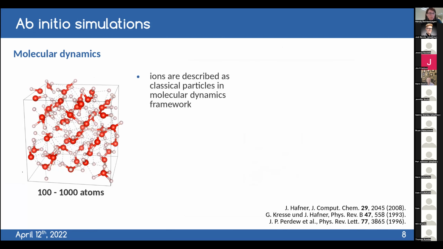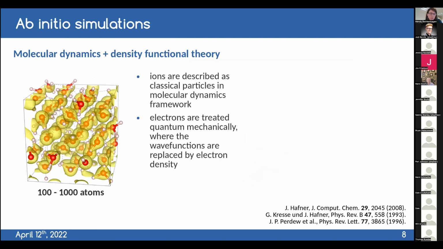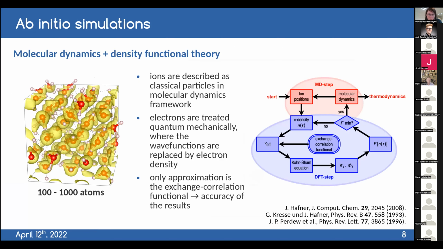So how are we actually simulating that? The basis of that is molecular dynamics, which is a technique which has been known for a long time, and where basically we describe the motion of the ions with Newtonian dynamics. And then on top of this, we also consider the electron density. So we look at density functional theory, which basically describes the Schrödinger equation in numerically simpler terms. So instead of the wave function, we look at the electronic density. And the only real approximation we make here is the exchange correlation functional.